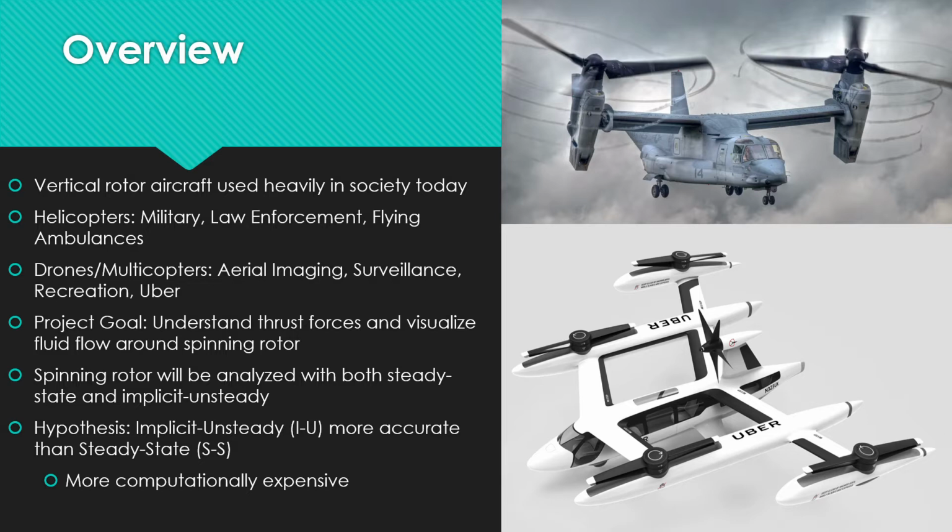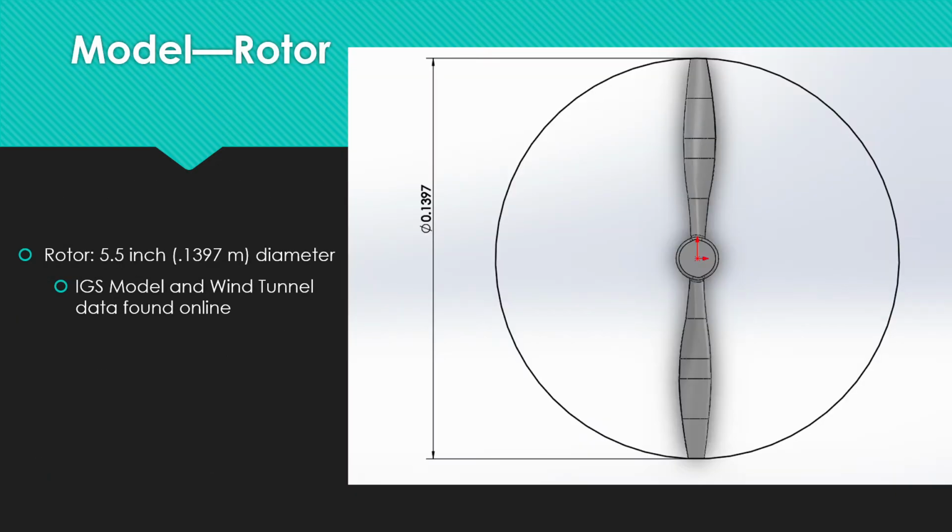I hypothesize that an implicit unsteady simulation will be more accurate in determining thrust produced by a spinning rotor at the cost of being more computationally expensive. The rotor model is perhaps the most important aspect of the simulation. In order to be able to properly validate simulated calculations with known values, wind tunnel data must be available for the rotor of interest. The selected rotor is a 5.5-inch diameter model, shown to the right. Both the IGS model and wind tunnel data were found in a thesis made available online about aerodynamic performance characterization of leading-edge protrusion on small propellers.